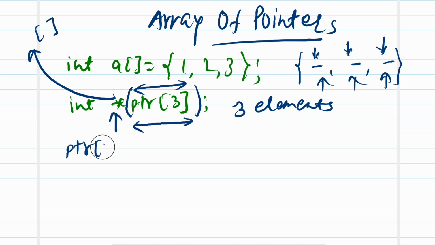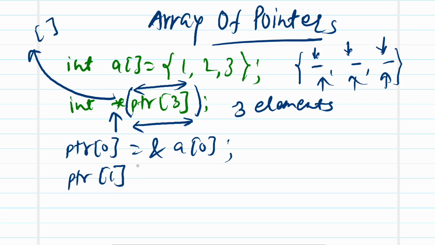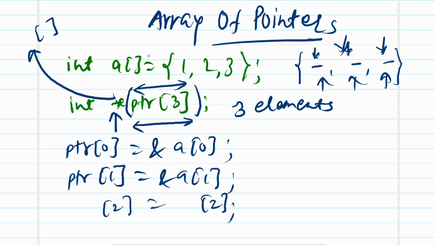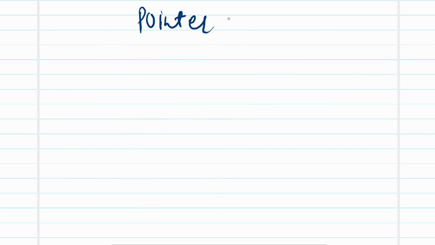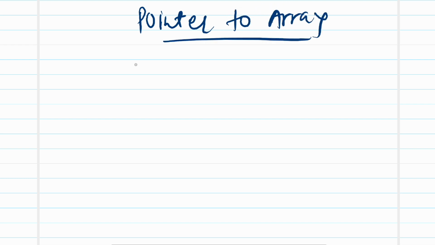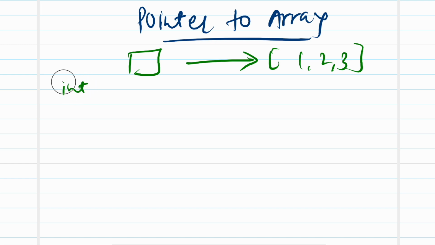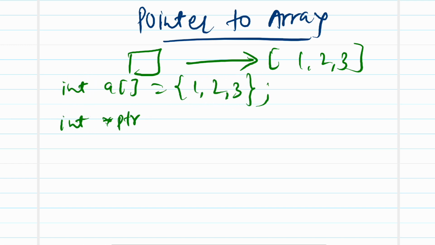So now you can assign its 0th element with the address of a of 0. You can assign the next element of this array with the address of a of 1, and similarly for the second element. So this is your array of pointers. Next, let's see pointer to an array. Here we have a single pointer which is pointing to an array. Suppose you have taken an array of 3 elements, 1, 2, 3, and then you are taking a pointer ptr.